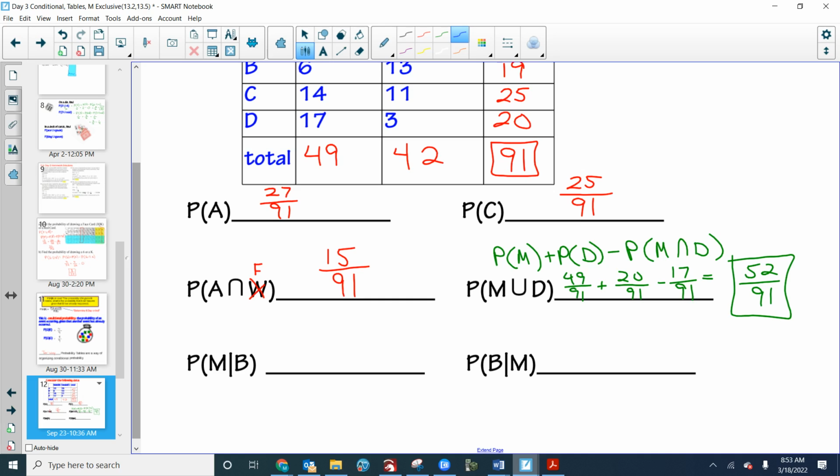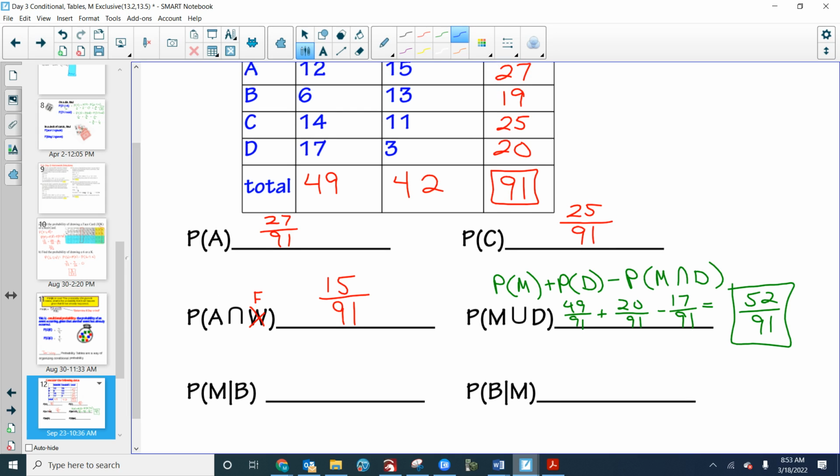P of M given B, right? This is the point in this problem where the denominator changes. Okay? We're not out of 91 anymore. Because we're trying to find out the probability of picking an M given that it's a B. So guess what our new, it's called a population. Guess what our new number of pieces of paper is now? P of picking an M, given that it's a B.